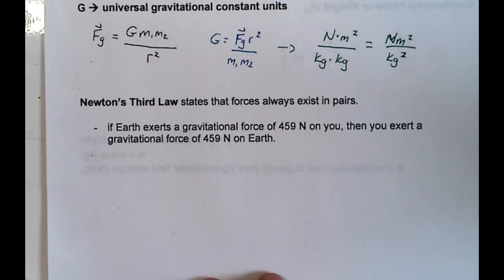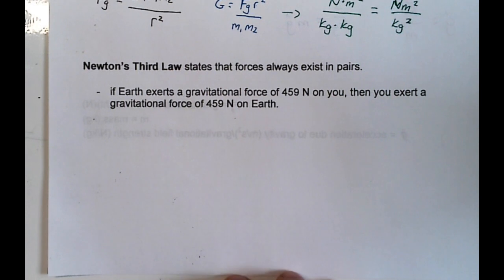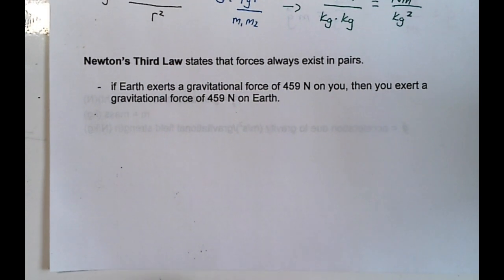Like I had talked about earlier, and what we have done before, Newton's third law states that a force always exists in pairs. So if Earth exerts a gravitational force of 459 newtons on you, then you exert a gravitational force of 459 newtons on Earth. For every action, there's an equal and opposite reaction. It's equal in terms of its magnitude, opposite in terms of its direction.